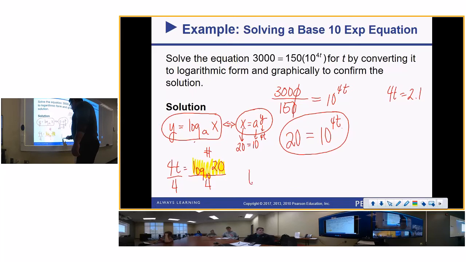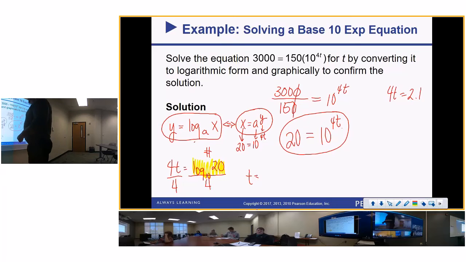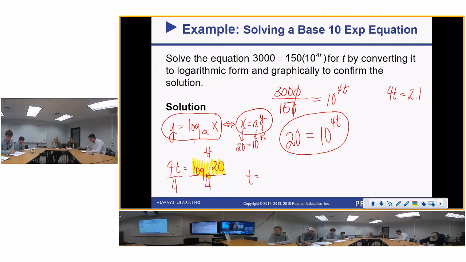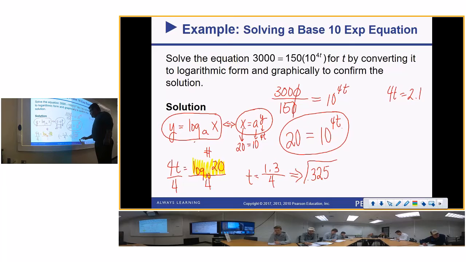So t is equal to, somebody take the log of 20 in your calculator and tell me what you get. 1.3. 1.3 over 4, and somebody tell me what that is. Point what? 0.325. Did everybody get 0.325-ish? Yep.